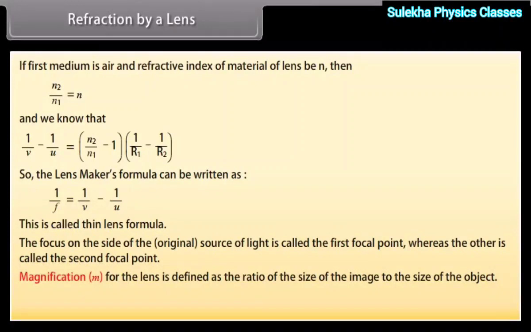Magnification m for the lens is defined as the ratio of the size of the image to the size of the object. m is equal to h' by h is equal to v by u.